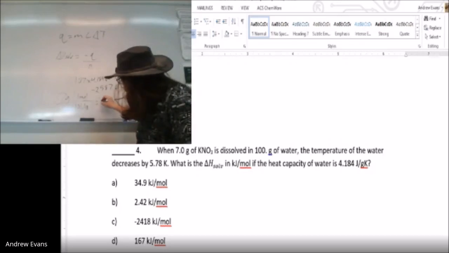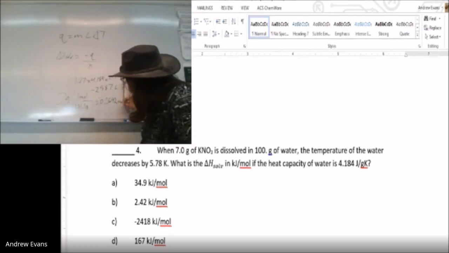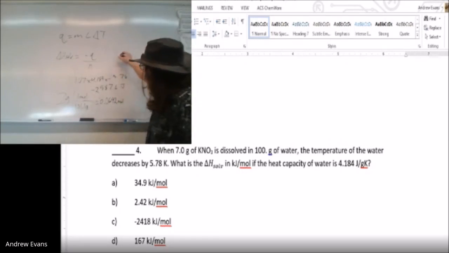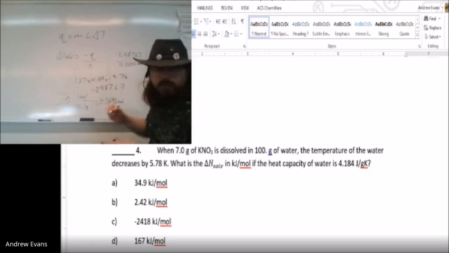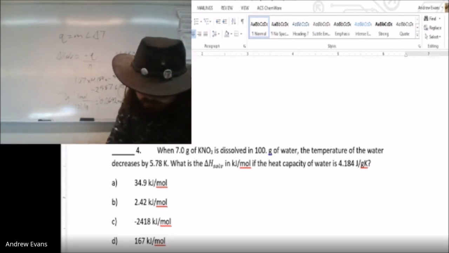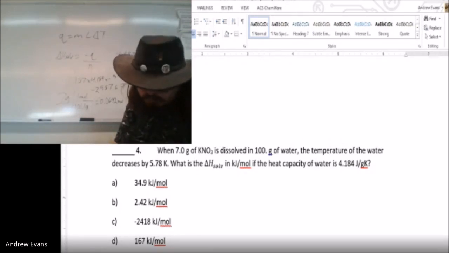0.0692 moles. So what I'm going to do, I have to flip the sign, so positive 2587.6 joules divided by 0.0692 moles, and of course turn this into kilojoules, because what are the units I give you here? Kilojoules. So that gives about 258.6.